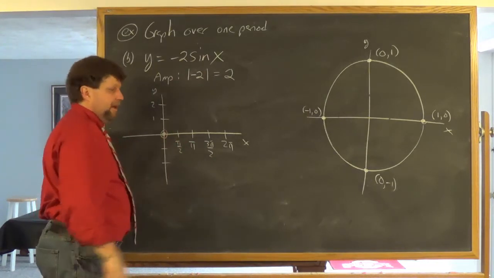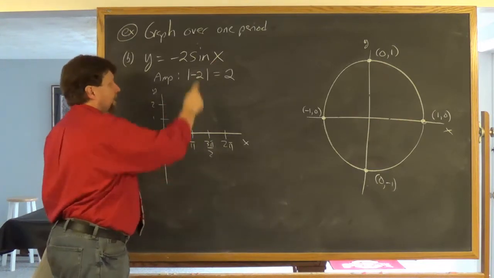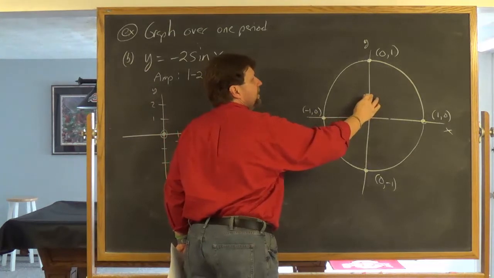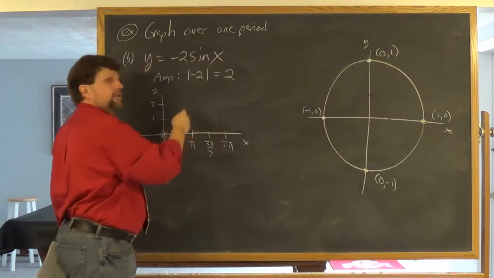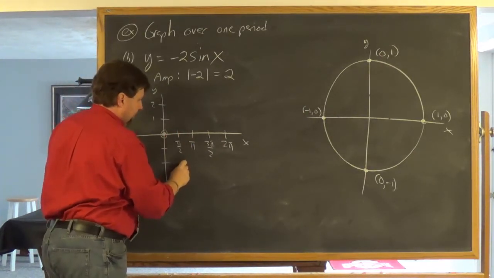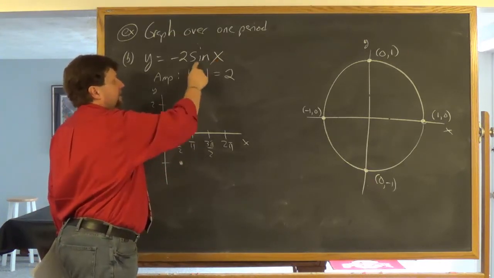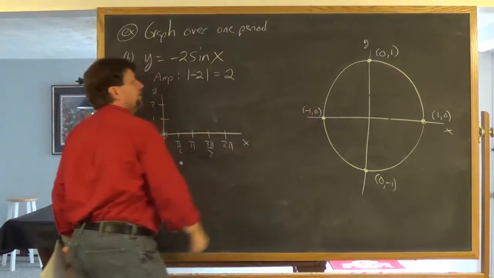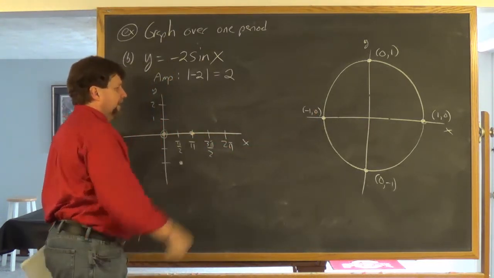Put the first quarter point in here for x. Sine of pi over 2. Well, here's pi over 2. The sine of pi over 2 is that y-coordinate, which is 1. Negative 2 times 1 is negative 2. So I plot that point. Put pi in for x. The sine of pi is 0. Negative 2 times 0 is 0. So I plot that point.